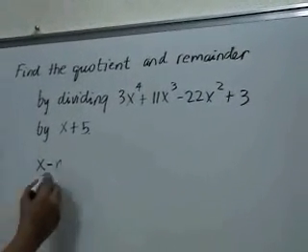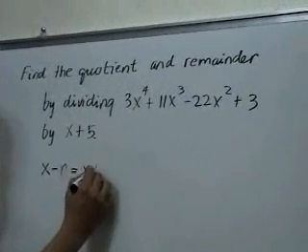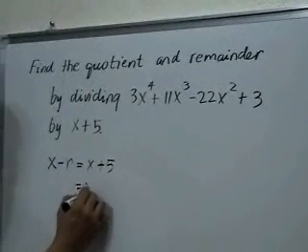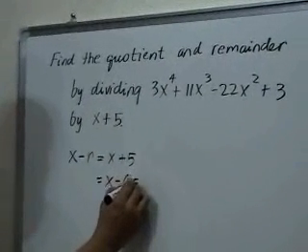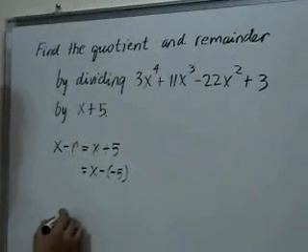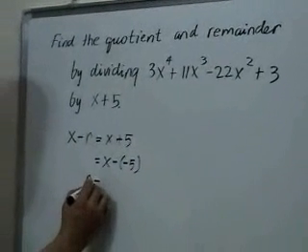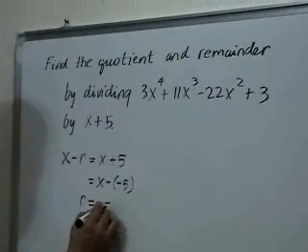So x minus r equals x plus 5, or x minus negative 5, implying that r is equal to negative 5.